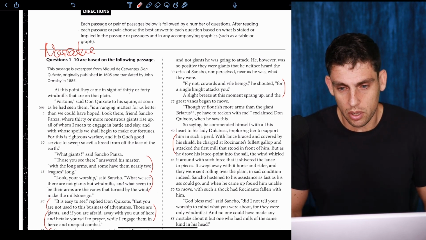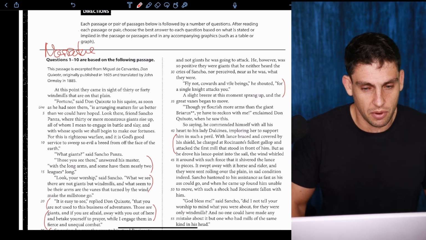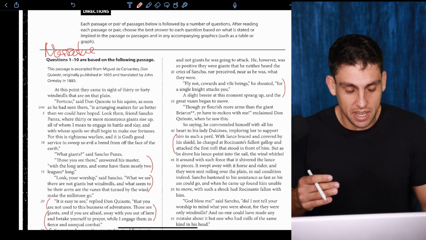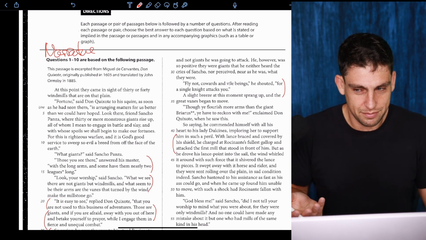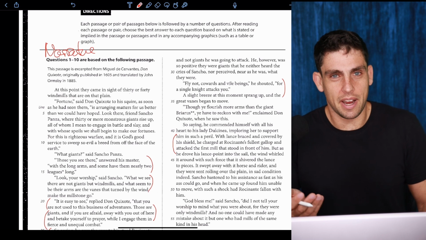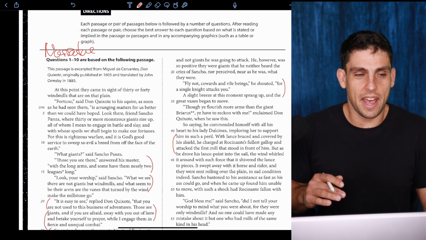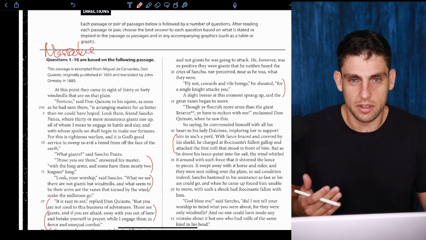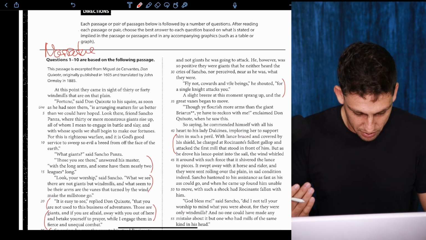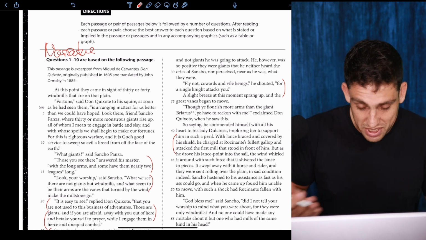Okay, so it looks like Sancho's on our side, right? So Don Quixote sees a bunch of giants, or windmills, I can't really tell here. And Sancho's like, what are you talking about? And that's kind of how I feel. Like, what is he talking about? Okay, so I still don't see any questions so far.